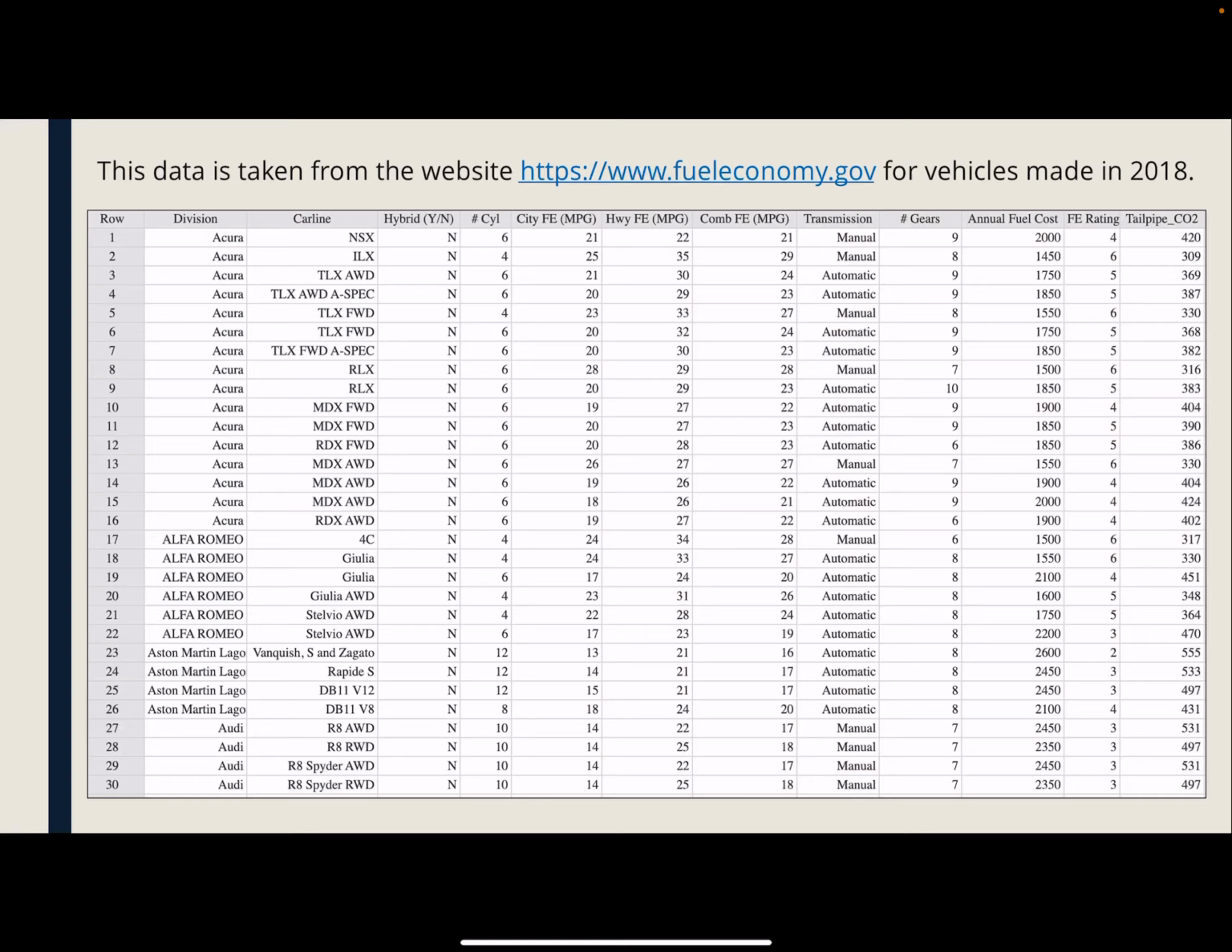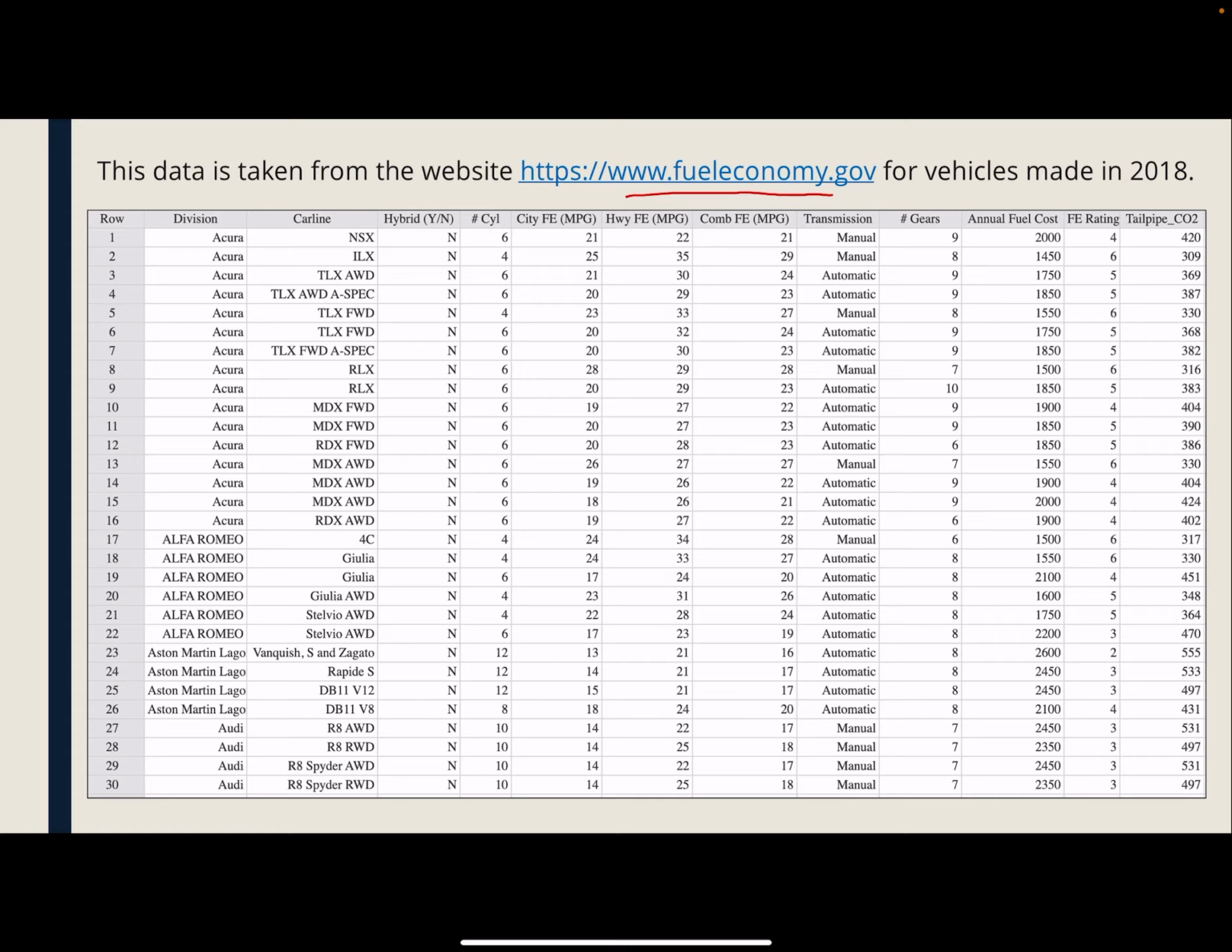So we're going to start with qualitative variables, but I want to use this data set. This is a snippet of a data set that has 1,200 and some individuals in it. It's taken from this website, and it's on all of the vehicles that were made in 2018. So you can see we have a number of variables here. We've got the division and the car line. We have whether or not the vehicle is a hybrid. We have the number of cylinders, the fuel economy for city and highway, and then the combined fuel economy, the transmission type, the number of gears, the annual fuel cost, the fuel economy rating, and then the tailpipe carbon dioxide emissions level.